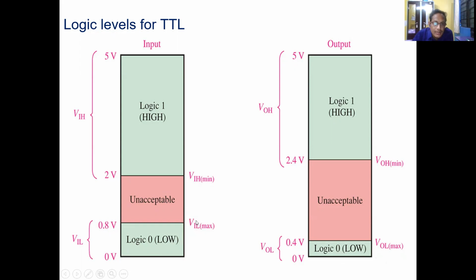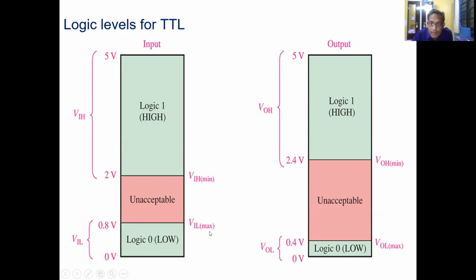Low input voltage, maximum. So how to define VIL max? Maximum value of input voltage that should be considered as a logic 0. So from here to here, 0 to 0.8 volt. If I consider this 0 to 0.8 volt, this is a voltage level that is called VIL.